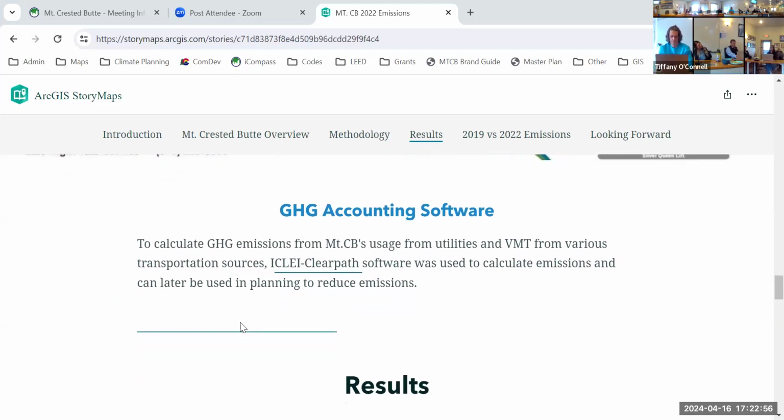And to get from our usage data or the VMT from different transportation sources, we used a greenhouse gas accounting software, ClearPath, to help calculate our emissions, in which we put in the energy usage in the given units or vehicle miles traveled for specific types of vehicles, and they calculate the emissions through that program. This software can also later be used in planning to help reduce our emissions that are contributing to climate change.